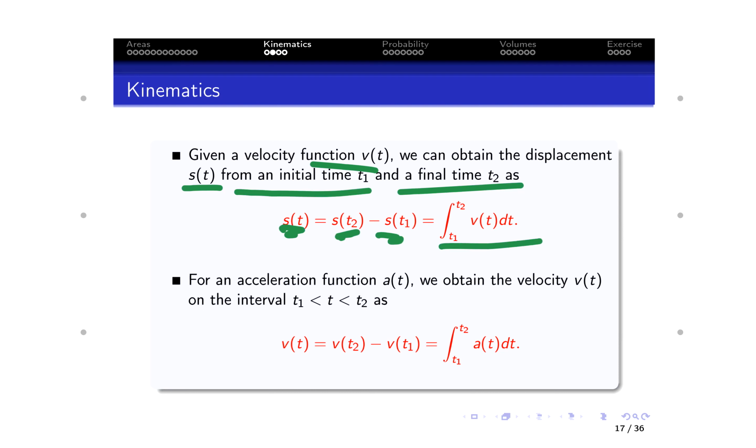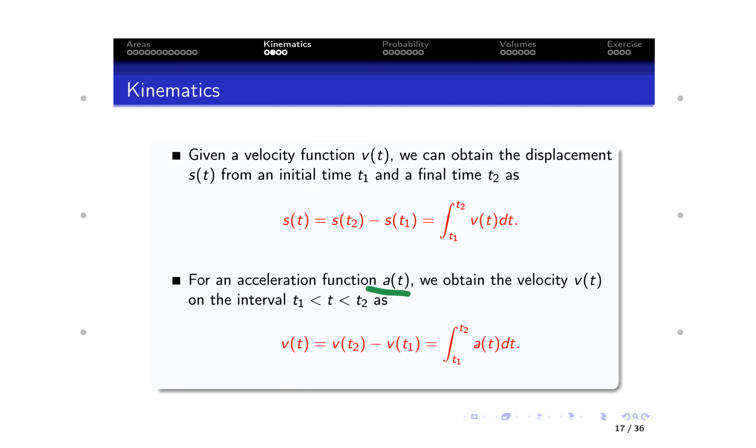The same can apply to velocity. If you have acceleration, you can get velocity. So for an acceleration function a of t, we obtain the velocity v of t on the interval t between t1 and t2. So v of t2 minus v of t1 is the integral of a of t dt from t1 to t2. So it's like that.